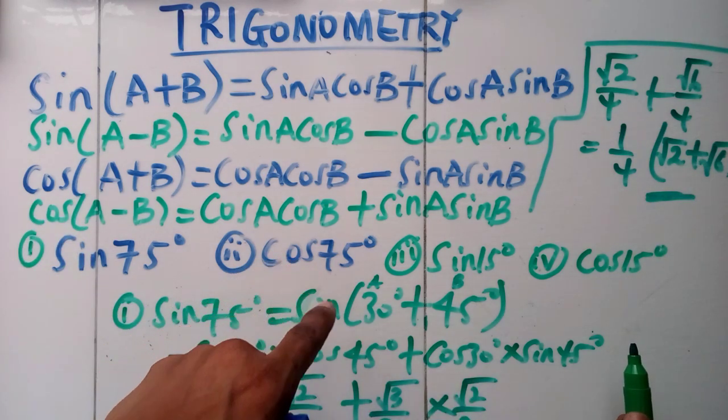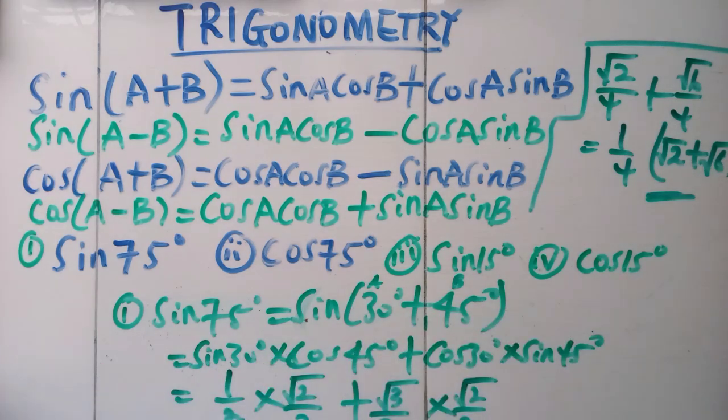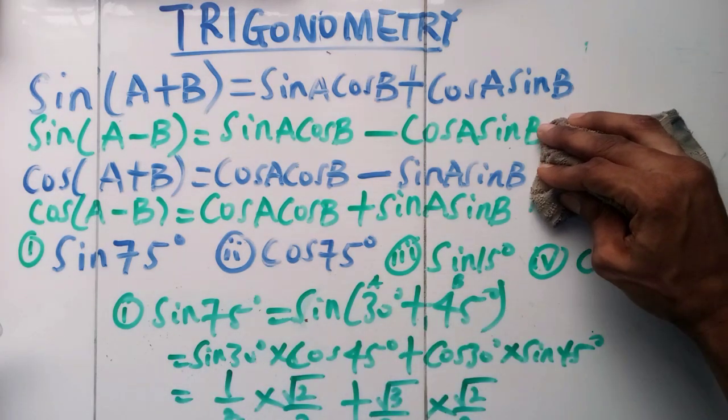So let's look at the second one on the list, which is cos 75 degrees. Let me quickly clean this sample.